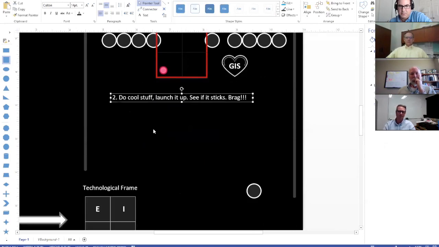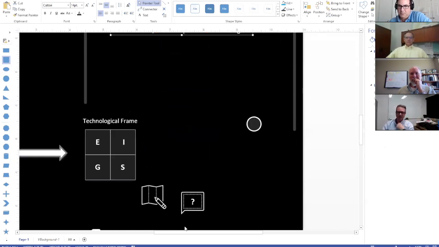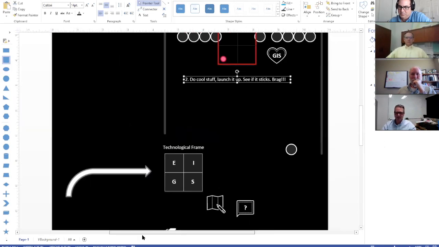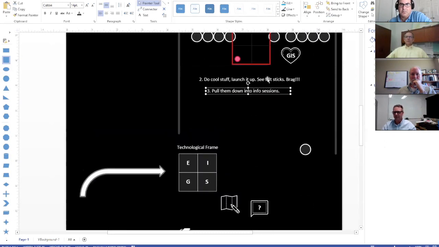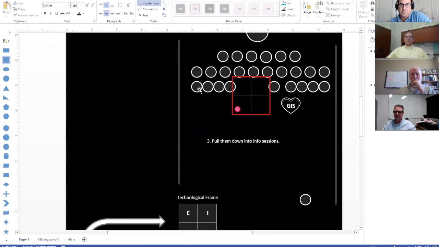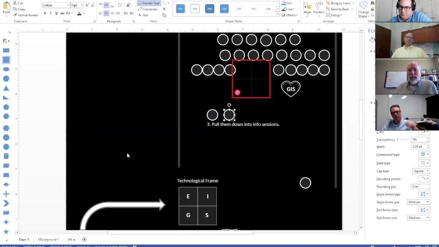If that doesn't work and you're trying to do it all through your internal channels, you're bragging, you're trying to see if this stuff sticks, and that's not working, here's another strategy that I think you should try. Pull them down. I tried this. Essentially, there's a roadblock here, right? Because of the narrow frame, they're not getting the right information passed up. Try to pull these leaders down into information sessions, engage them, train them. That's a great one. Has anybody else tried that? Actually doing information sessions for executives?